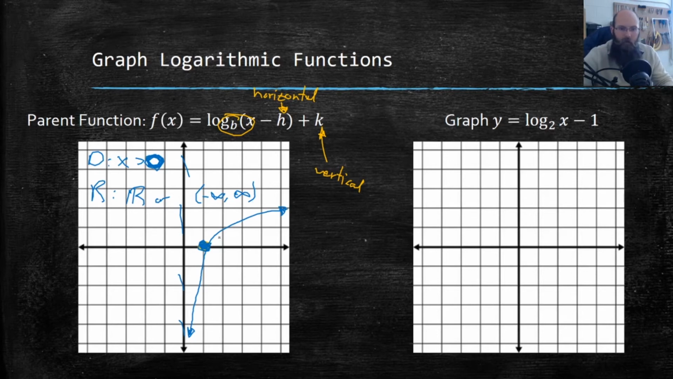And again, that b value will make it more or less steep. What I mean by that is it would be further inside if b was greater, and it would be farther on the outside if b was less than whatever number we were talking about there.